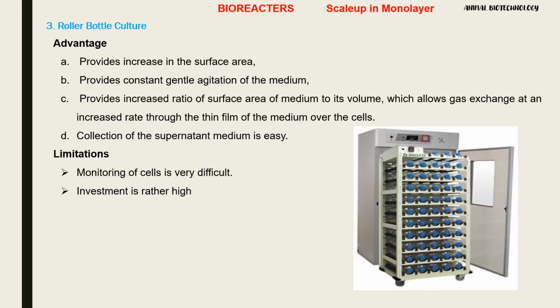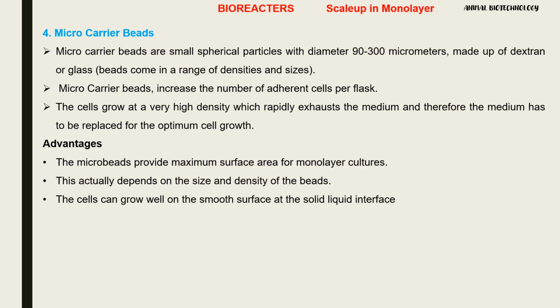The advantage of roller bottle culture is that it provides an increased surface area for monolayer culture and hence increases the production of metabolites from the cell. Microcarrier beads. In this type of culture, the cells are seeded on the bead surfaces and then grown in flask. This increases the surface area for monolayer culture. The density and size, that is diameter of the beads, can be standardized based on the requirement.